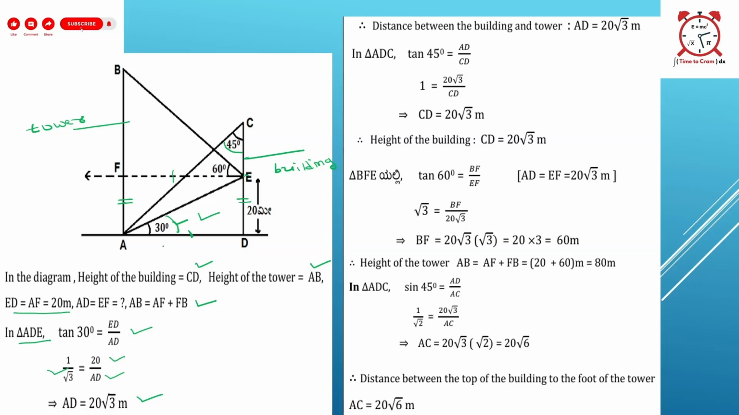Now this is the first answer, distance between the tower and building. AD is the first answer. Now that answer we have to write by the statement here.